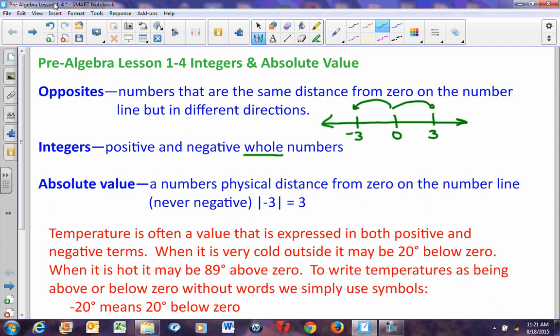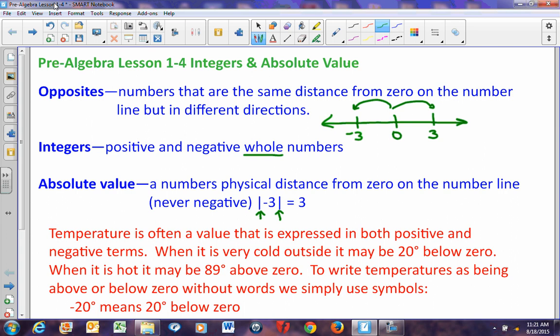Absolute value is a number's physical distance from 0 on the number line. It is never negative. We show absolute value using these two vertical symbols. So the absolute value of negative 3 is 3. It is not an opposite. It is a number's physical distance from 0. And a physical distance can never be negative.